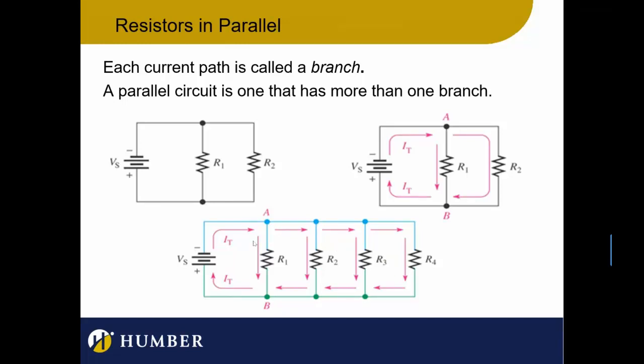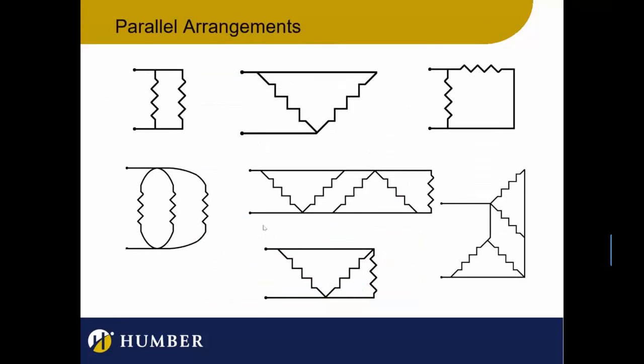Let's take a look at some of the terminology. Here we've got the total current. The current going through here is IR2. The current going through here is IR3 and IR4. It's different than the total current. Pretty cool. Okay, so these are really cool.